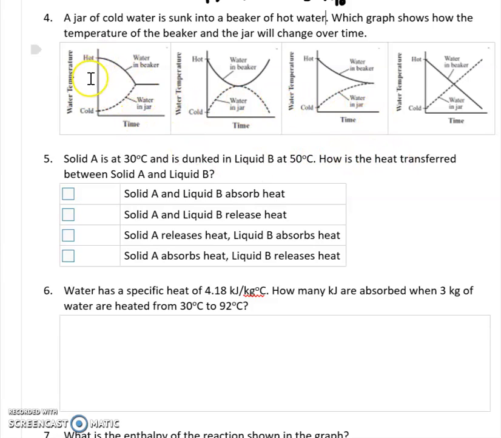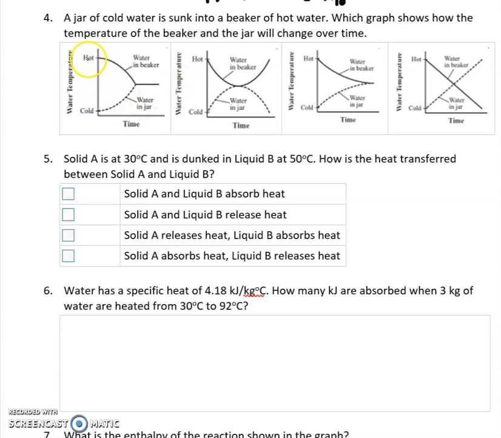For this question, you have to know that heat transfers from hot to cold. That means that something that is very hot becomes less hot over time. Something that is very cold becomes less cold over time because it is absorbing that heat. All right, so let's look at these individual graphs.